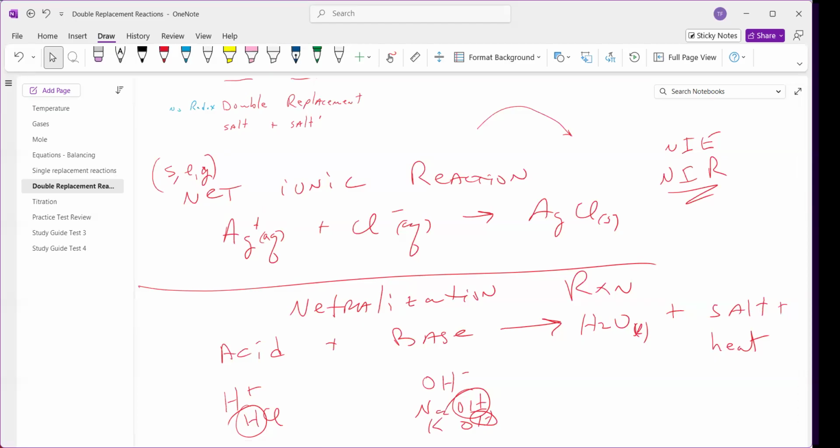Sometimes it's called a precipitate. Sometimes it's called a solid. And a precipitate is, PPT, precipitate. A lot of people distinguish between the two, but basically they both look exactly the same. They're both solids.